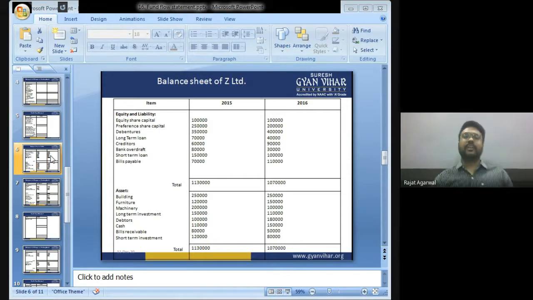Debentures. Debentures were 3,50,000 in 2015 and in 2016 it is 4 lakh. Now the debenture is increased. It means we have issued debenture of 50,000. If we issue debenture, will the fund come or go? Sir, if we issue debenture, the fund will come. How much debenture have we issued? Sir, 50,000.